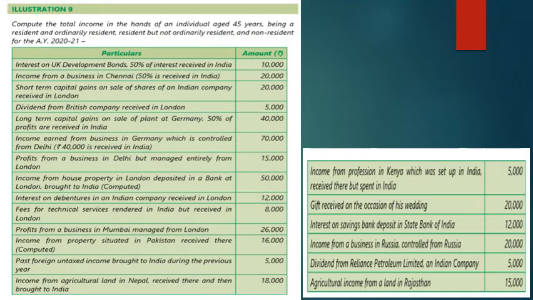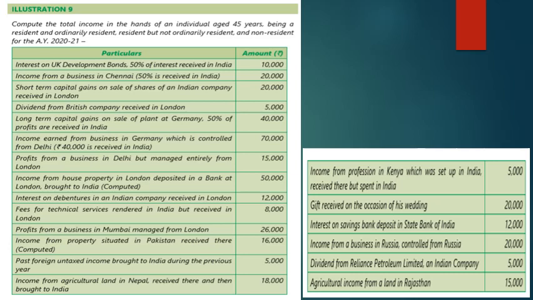Let's move to a comprehensive solved problem. You will get a clear understanding of what items or incomes are taxable for different residential statuses. Here is the question: compute the total income in the hands of an individual aged 45 years, being a resident and ordinarily resident, resident but not ordinarily resident, and non-resident for the assessment year 2020-21.